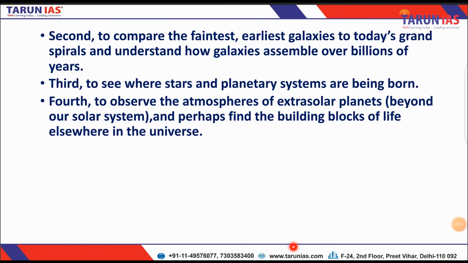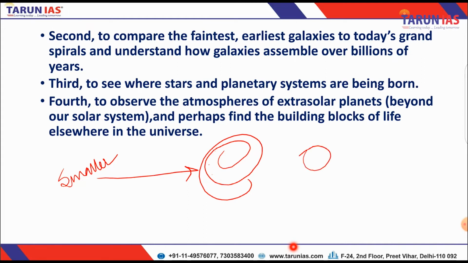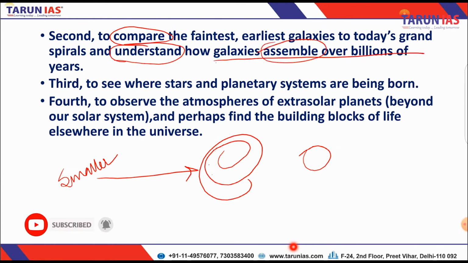Now when the galaxies are formed, they are smaller in size. However, with the period of time, they assemble together in different shapes. For example, Milky Way galaxy is spiral in shape. There are galaxies which are circular in shape and all that. So James Webb Telescope is going to compare and understand how these galaxies assemble over billions of years.